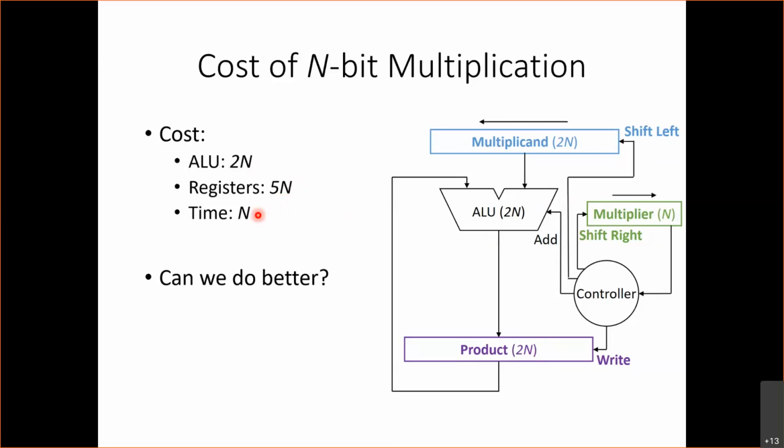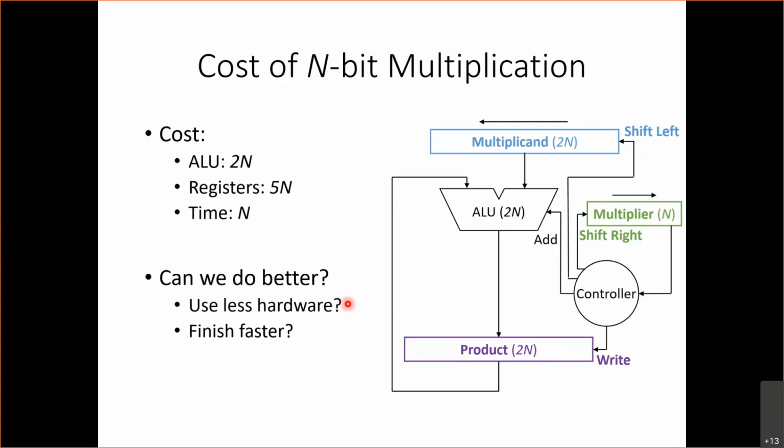The question is, can we do better? And there are two parts to this question. What do I mean by better? Do I mean less hardware, or do I mean faster? Both of these are valid questions, so we're going to look at both. Can we use less hardware to perform this multiplication in the same amount of time? Or can we perform this multiplication faster, even if this means using more hardware? So let's first look at using less hardware. Before I continue, any questions so far?